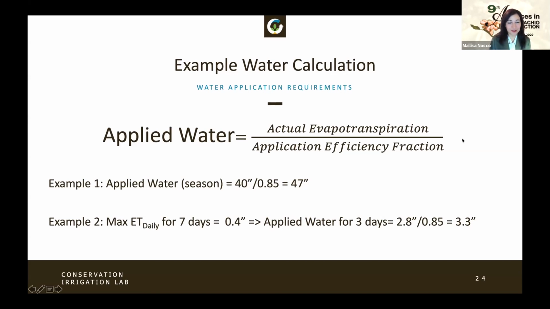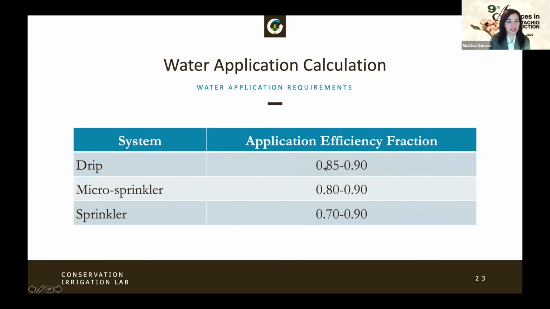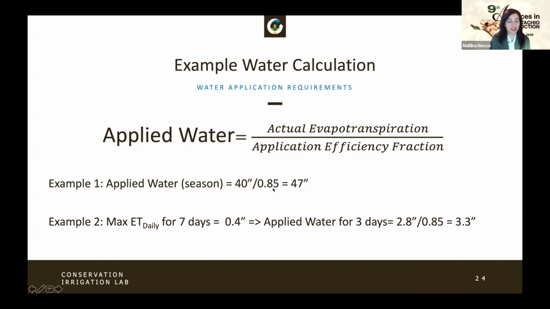So you have a system, and we're assuming a fraction of 0.85, or 85% efficiency. So, this drip efficiency, or in the range of this micro sprinkler, that's how you're going to want to do this calculation. And this is over the whole season. Just demonstrating that, you actually need 7 more inches just to account for the application efficiency of the system.